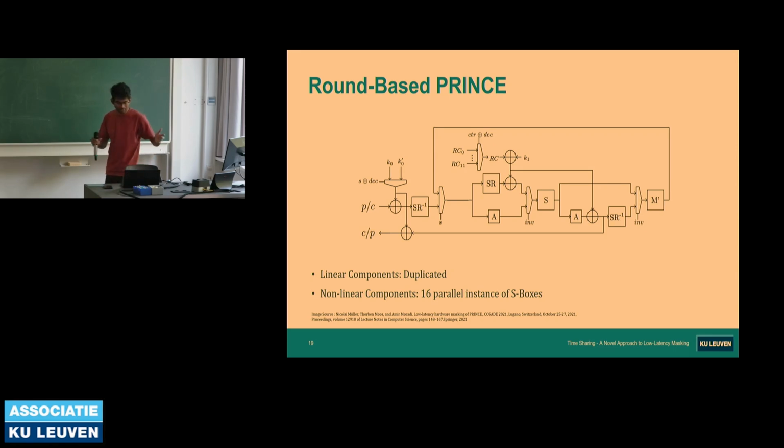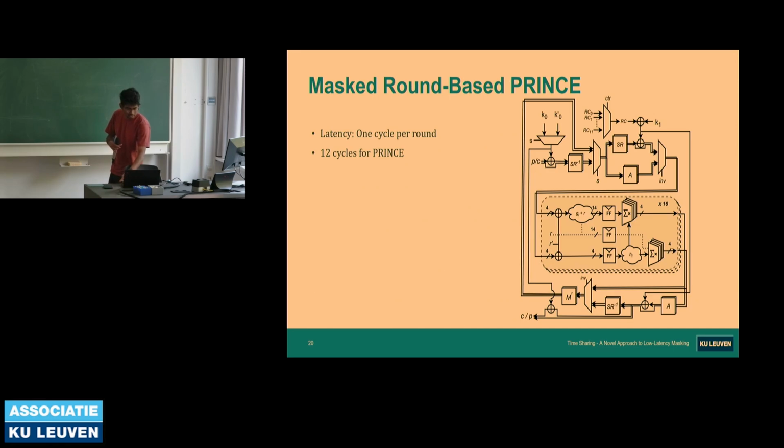I have a bunch of linear elements, which is like shift row, mix column. I don't really have to worry about it. I just have to duplicate it for the 2 shares. But for the S-Box, I just create parallel instances of the masked S-Box that I showed before. Here's what it looks like with the masked S-Box.